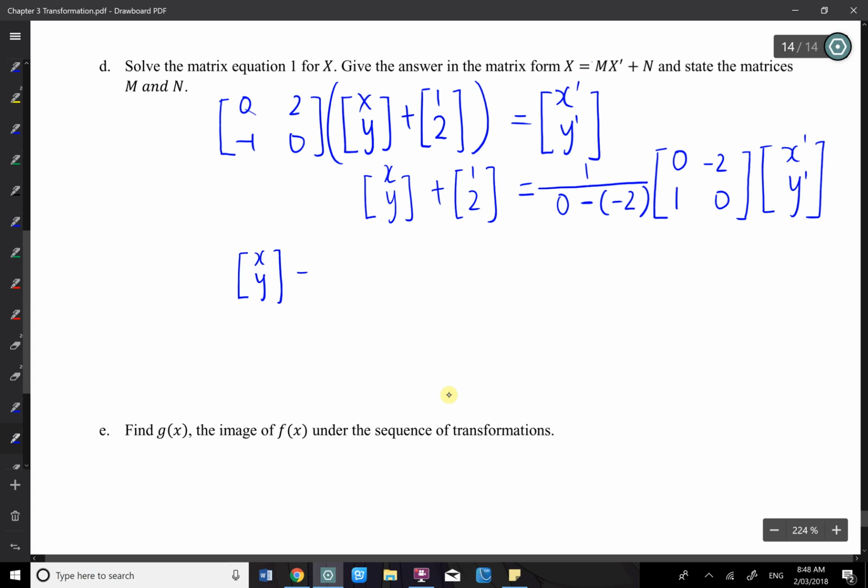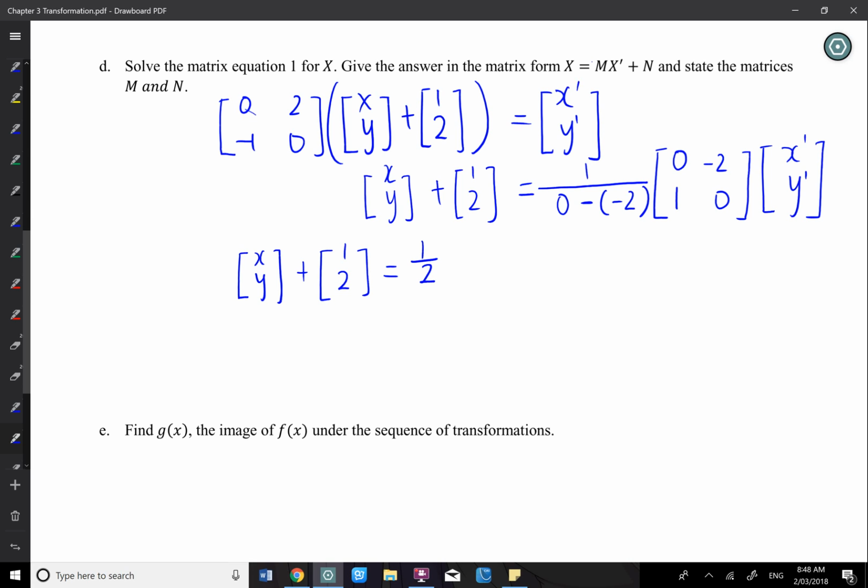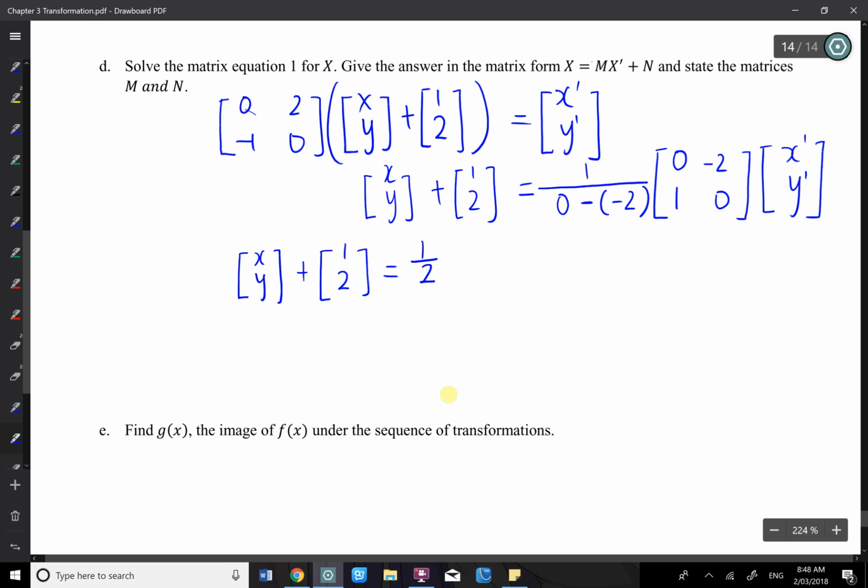So xy plus 1 and 2 equals 1 over 2, that's a half. Okay, I'll times the half in. That will give me 0, half is -1. Put a half in, that's a half. And that's 0.